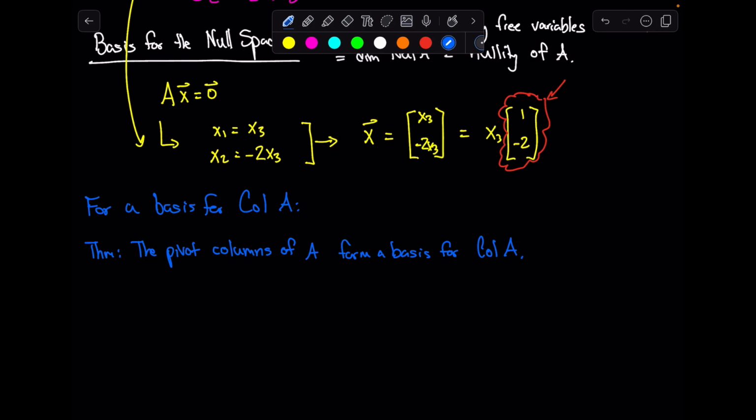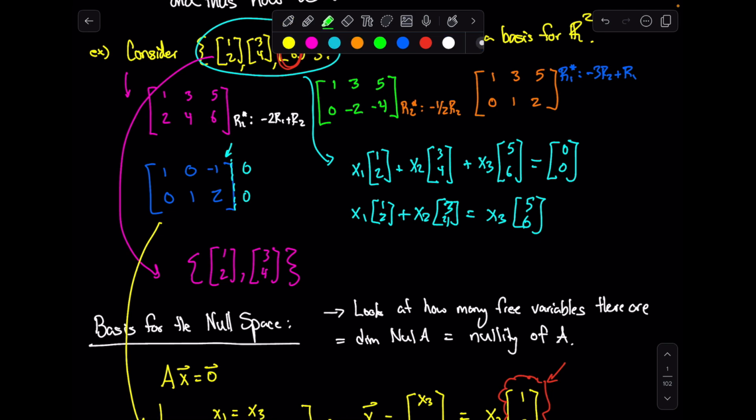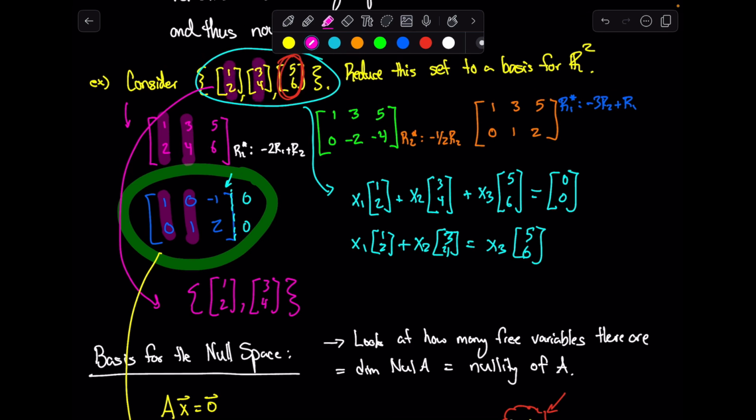And again, this should make sense. If we go back to this example up here, it turned out that the first column and the second column, which correspond to the vectors 1, 2 and 3, 4, do a great job at identifying what those pivot columns are. They identify what our basis vectors are, our linearly independent vectors. And this last one is not a pivot column, so it's not in there.